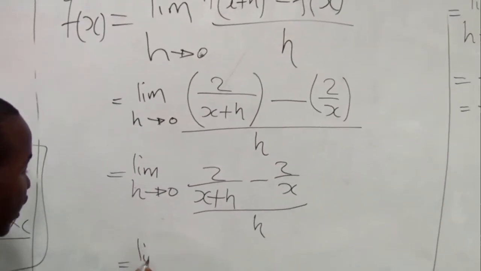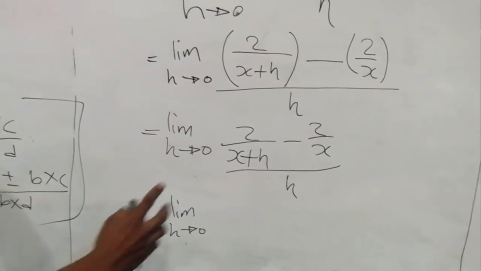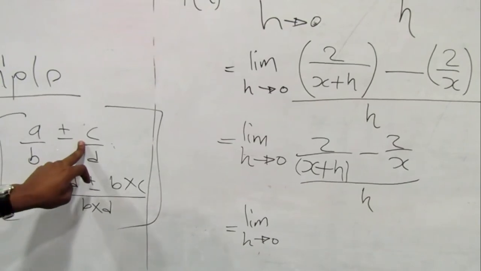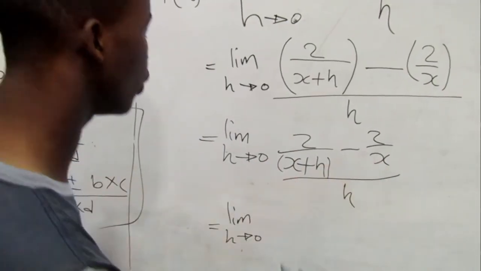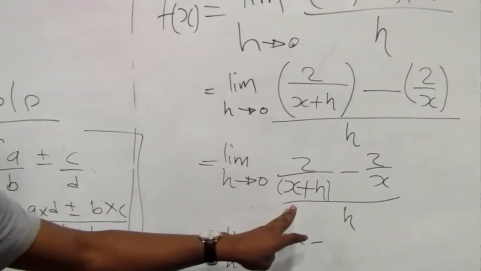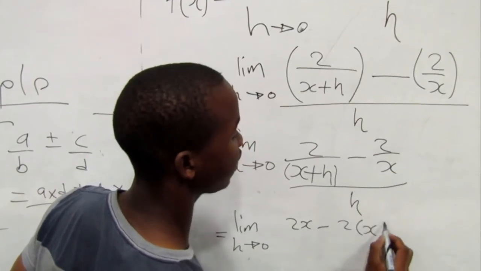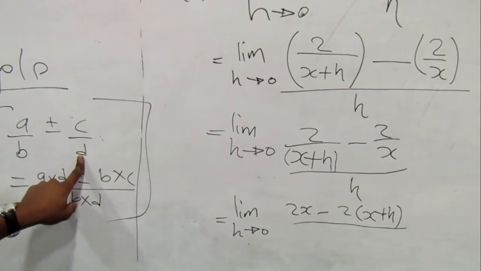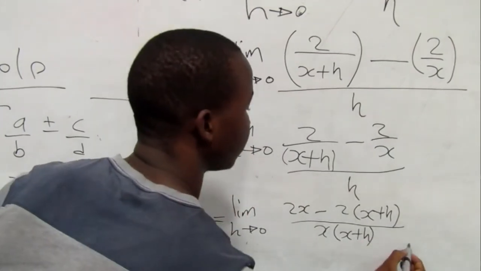From here we're going to say the limit as h approaches 0. Then we take it as if our a relates to this equation. Our a is 2, our b is x plus h, our c is 2, our d is x again. We are going to say a times d, which is 2 times x, is 2x, minus b times c, which is x plus h, the whole times 2, which is 2 into x plus h. Then we divide by b times d. b times d is x into x plus h, the whole divided by h.